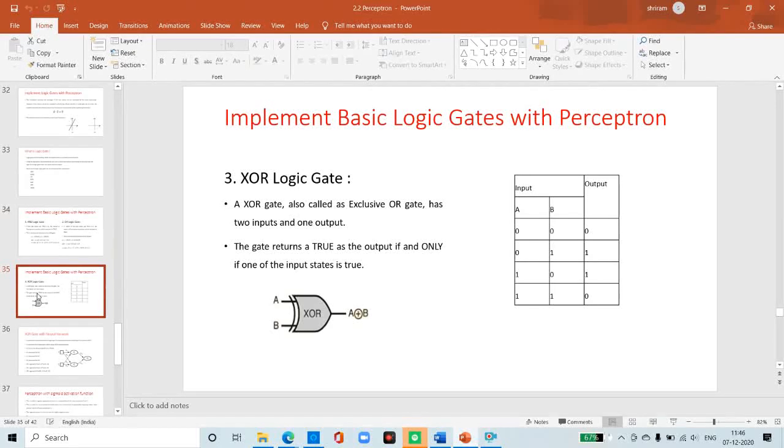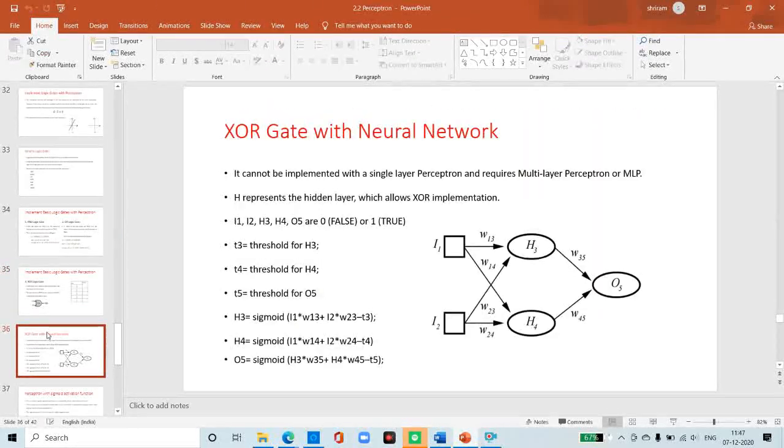Next, the XOR logic gate. The XOR logic gate, also called the exclusive OR gate, has two inputs and one output. The gate returns true as the output if and only if one of the input states is true, and otherwise both are false. With 0 0, if the two inputs are in a false condition, then the output is false. If the two inputs are in a true condition, then also the output is false. So this is the XOR logic gate.